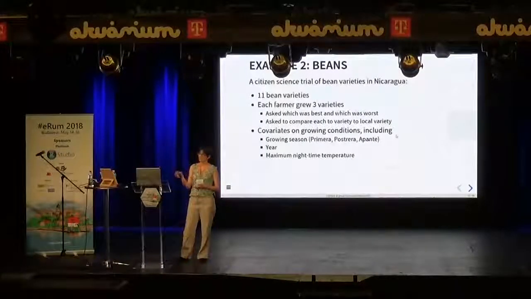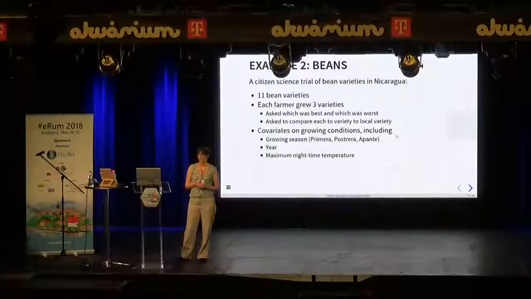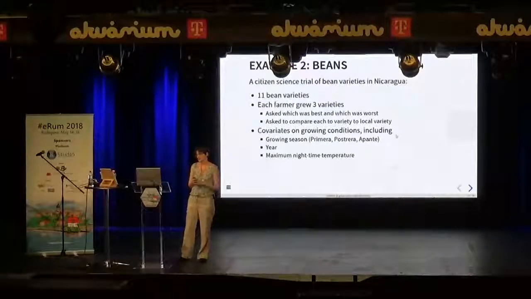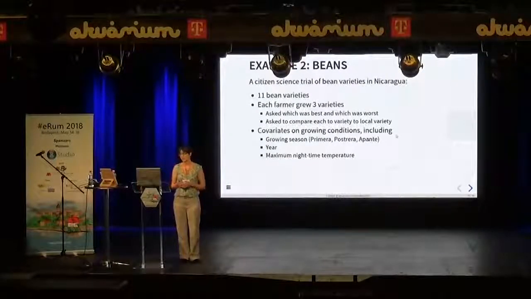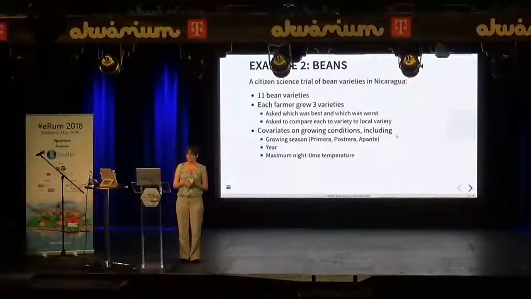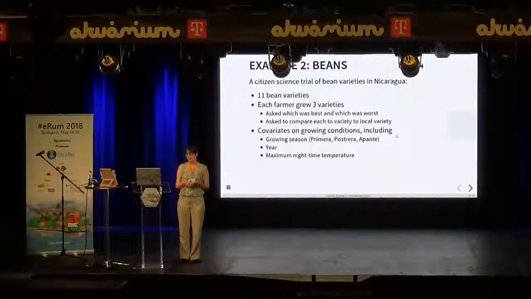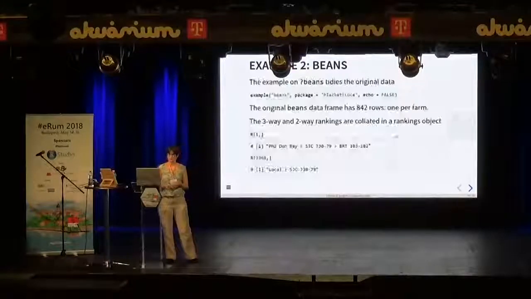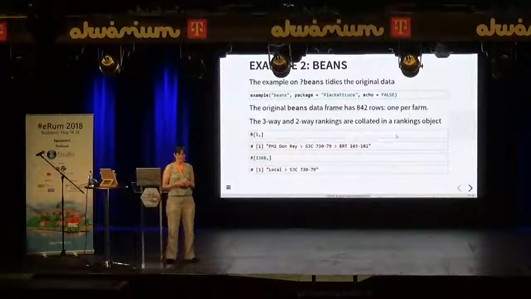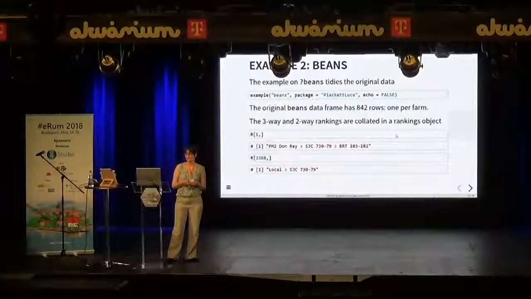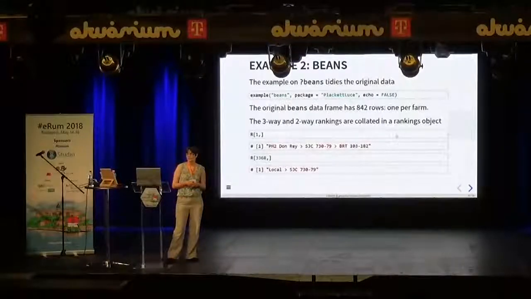And alongside that, we have covariates on the growing conditions. The full study had a larger number of covariates, but we're just going to look at 3: the growing season, the year, and the maximum night temperature. So it takes a bit of work to organise the data, and we've got this worked through on the Beans help page. But just to give an idea of what goes on.